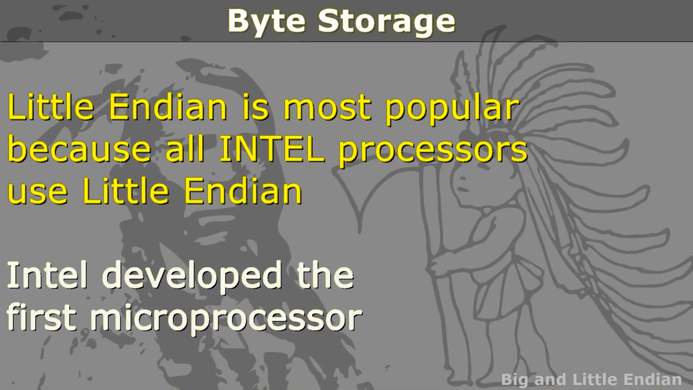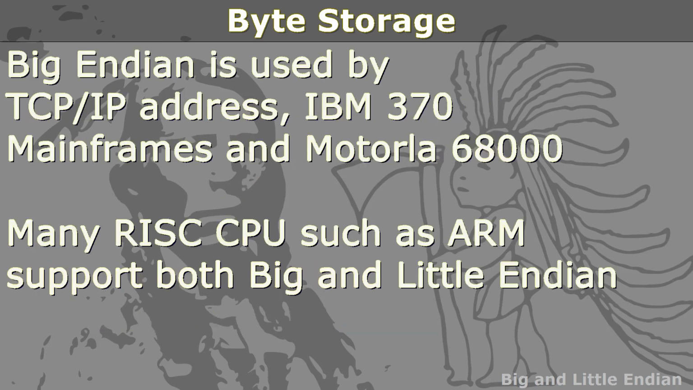Little endian is most popular because Intel processors use little endian, and Intel developed the first microprocessor, so they kind of set the standard for us. Big endian is used by TCP/IP addresses, like if you have an address of 192.168.0.1, the 192 would be stored at the lowest address, and the 168 next, the .0 next, and the last address would be .1. The IBM 370 mainframes and the Motorola 68000s used big endian. Many RISC processors today, such as ARM, they support both big endian and little endian formats.